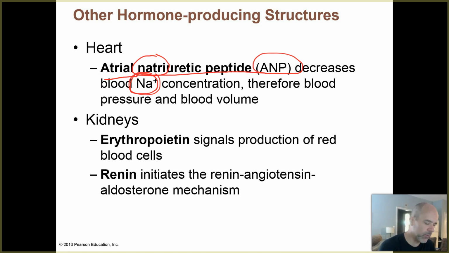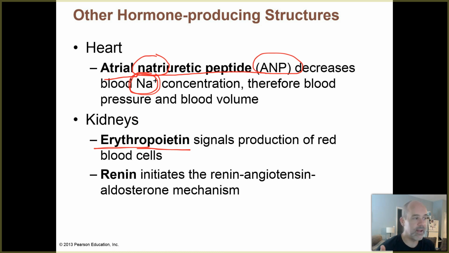The kidneys make a hormone called erythropoietin, and erythro, eryth means red, so in this case it's referring to red blood cells. This is a hormone that stimulates red blood cell production, which occurs in your bone marrow. We'll be learning more about that shortly in your Unit 2.